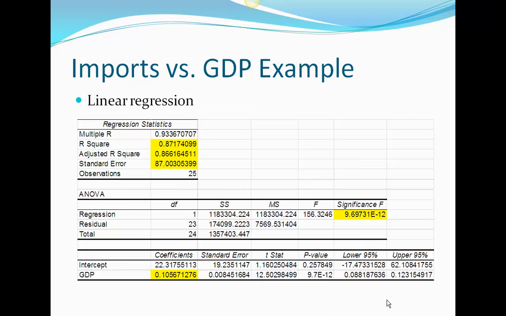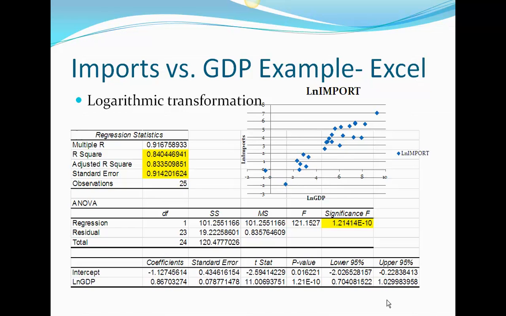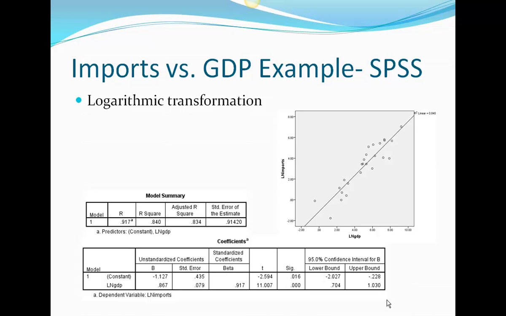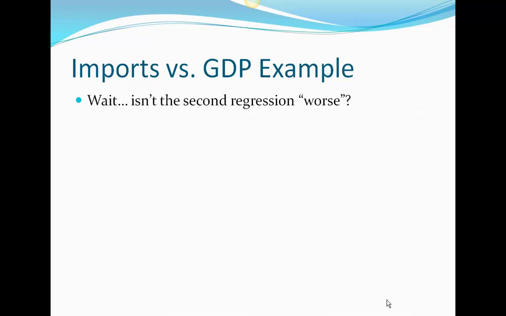So I run my initial regression first, and here, with my standard interpretations, roughly 87% of imports is explained by variations in GDP. I have my standard error, I have my coefficients. Once I do my logarithmic transformation, I see much more of a linear type relationship. It's much more spread out. But if I look back on here, and I can see the same thing in my SPSS, wait, isn't the second regression worse?